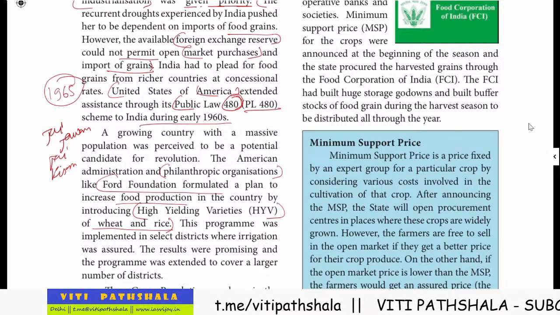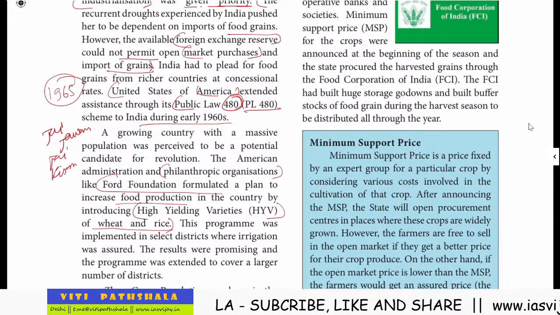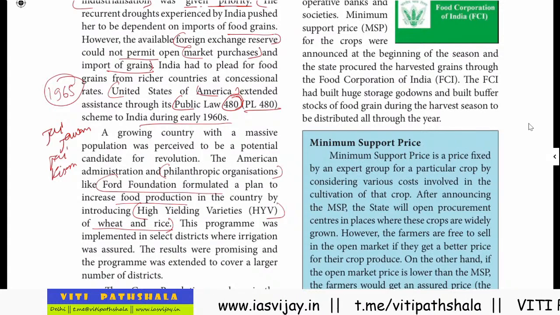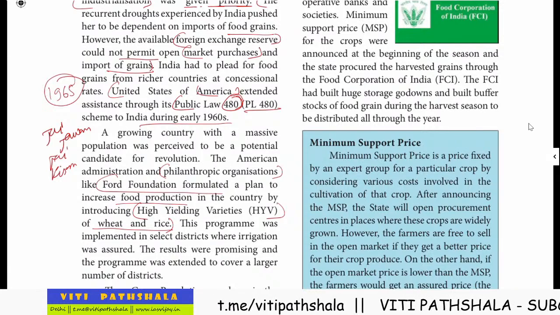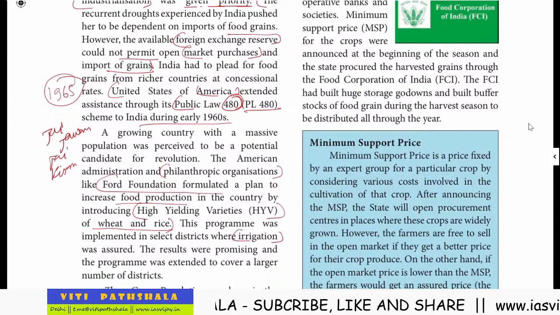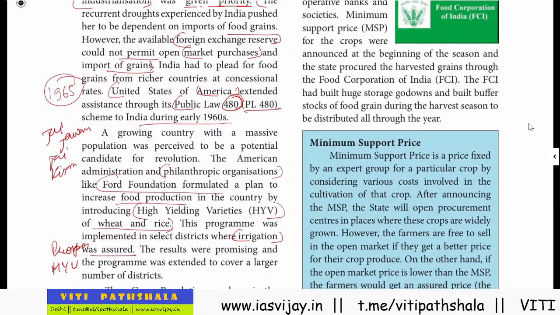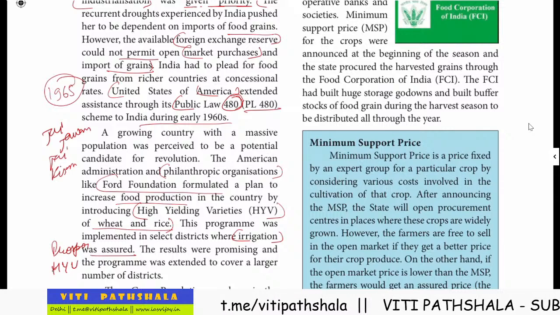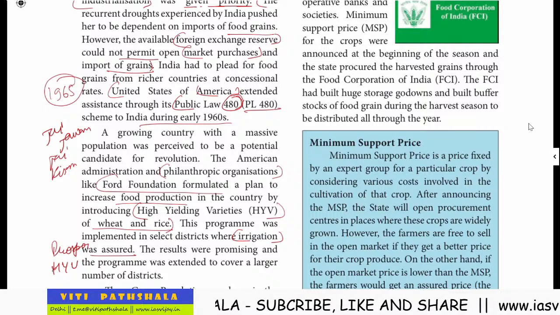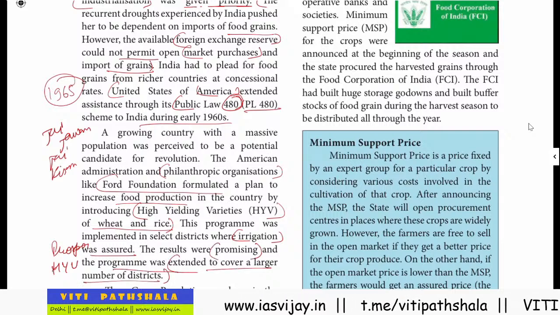Now this program was implemented in selected districts. That is the reason that UPSC asks you why the first or initial green revolution was introduced in Punjab, Haryana and western UP. Why was it there? Because these areas had irrigation, and the farmers were prosperous. They were able to buy the HYV seeds. These seeds have to be bought, and the farmers were the ones who had the capability to buy them. The results were promising, and the program was extended to cover a large number of districts.